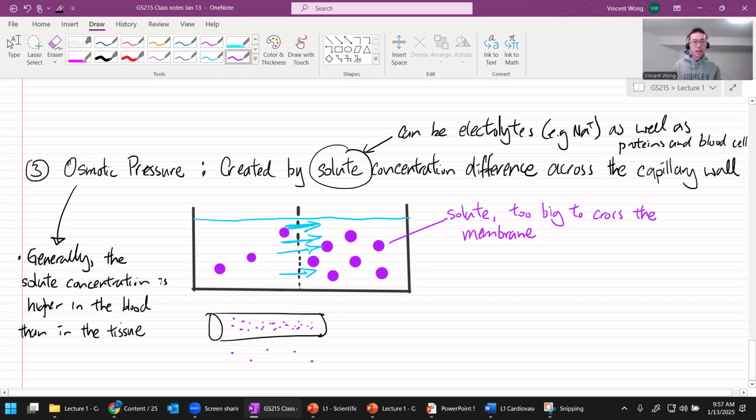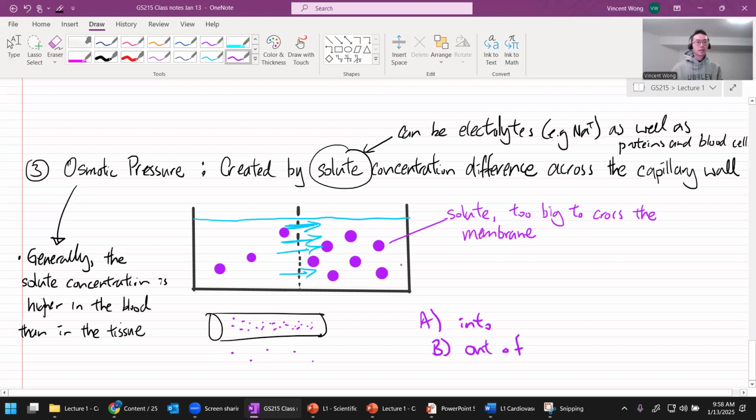So I ask you again, which way is fluid going to move, into the capillary or out of the capillary? Let's do the poll again. Is it A, into capillary, or B, out of capillary?